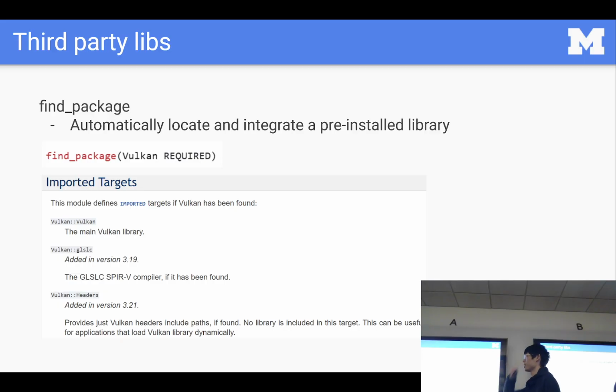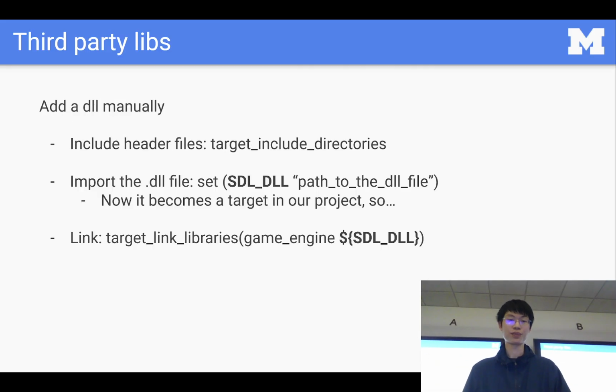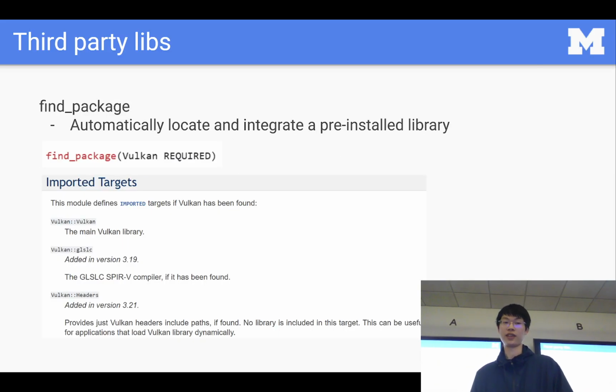This was from my project. I want to include the Vulkan library, which is just a low-level rendering library like SDL, into my project. I first need to pre-install Vulkan on my system, and then once I do find_package, I'll be able to see some targets. As you can see here, Vulkan. So I got this target after find_package, and then the thing to do is just to link against this target with my game engine.